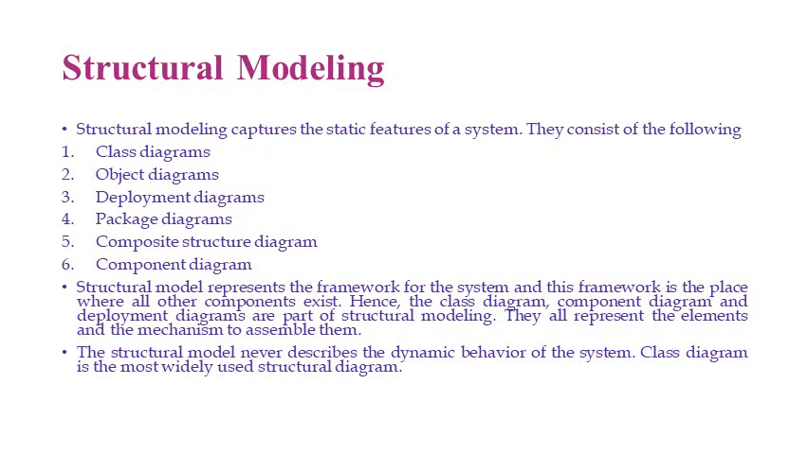First, structural modeling. Structural modeling captures the static features of a system. They consist of the following diagrams. In structural modeling, we have to represent the static aspects of the software application through given diagrams. So first, class diagram, object diagram, deployment diagram, package diagram, composite structure diagram, and component diagram. So by using these diagrams, we have to capture the static aspects of software systems.